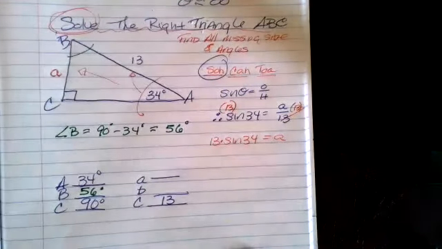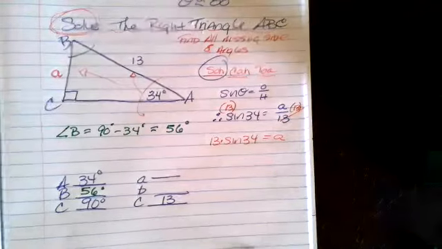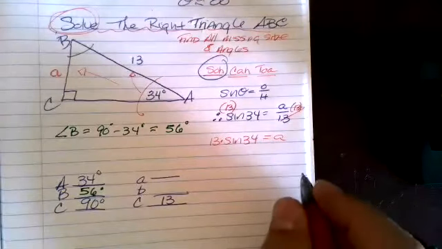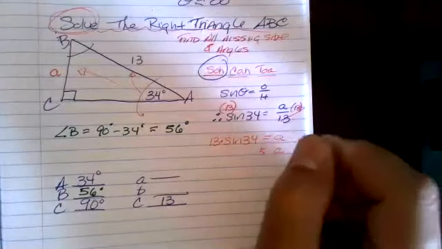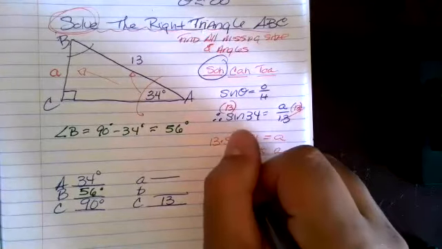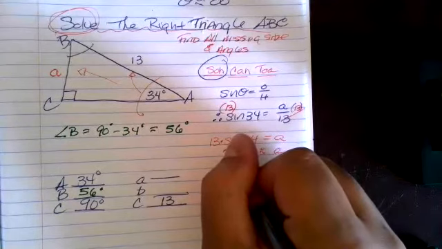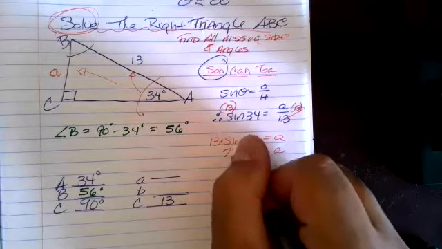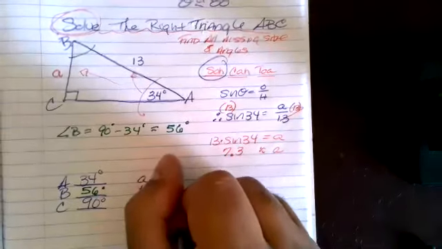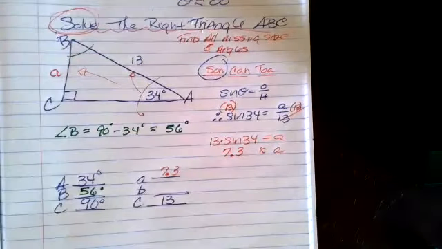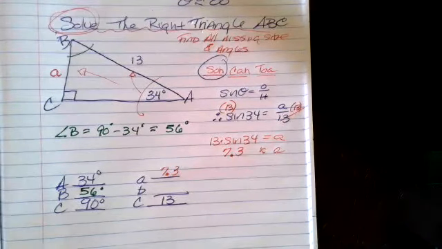So you could do that on your calculator. I believe A is approximately, we'll round to the tenth, 7.3 units. 7.3 units. So we found A. Now, if I wanted to find B, how would I find B?